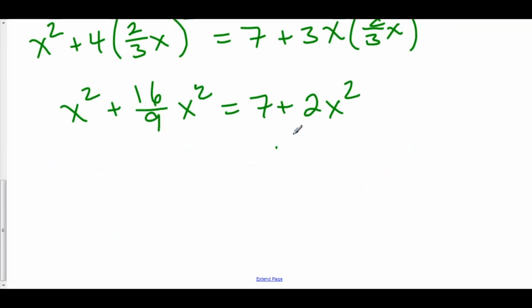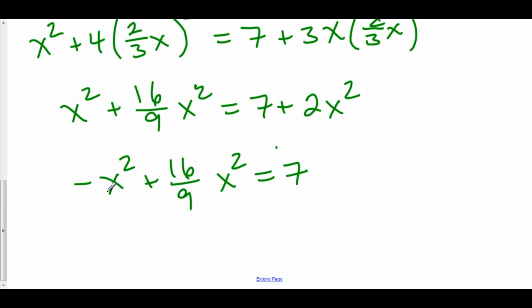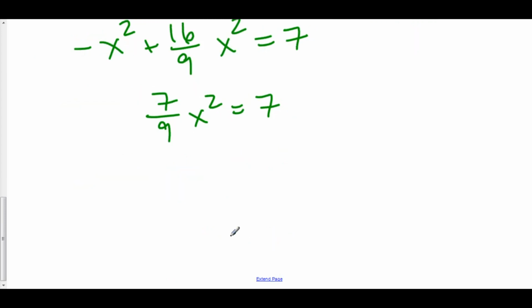Well, let's see here. We can subtract 2x squared, which we get negative x squared plus 16/9x squared equals 7. Negative x squared is the same thing as negative 9/9, plus 16 over 9 is 7 over 9. 7/9 x squared is equal to 7. Now we can multiply both sides by 9 over 7, and we get x squared is equal to 9, which implies that x is equal to plus or minus 3.